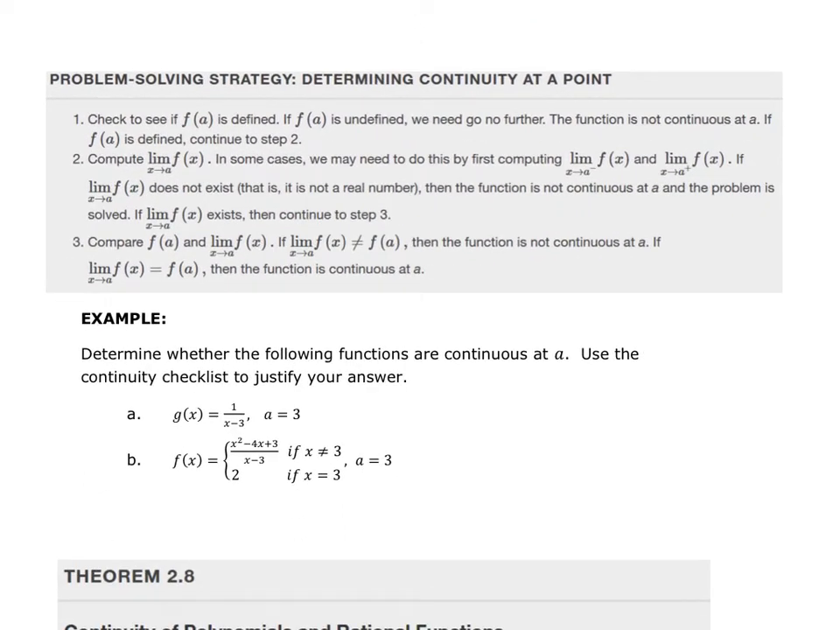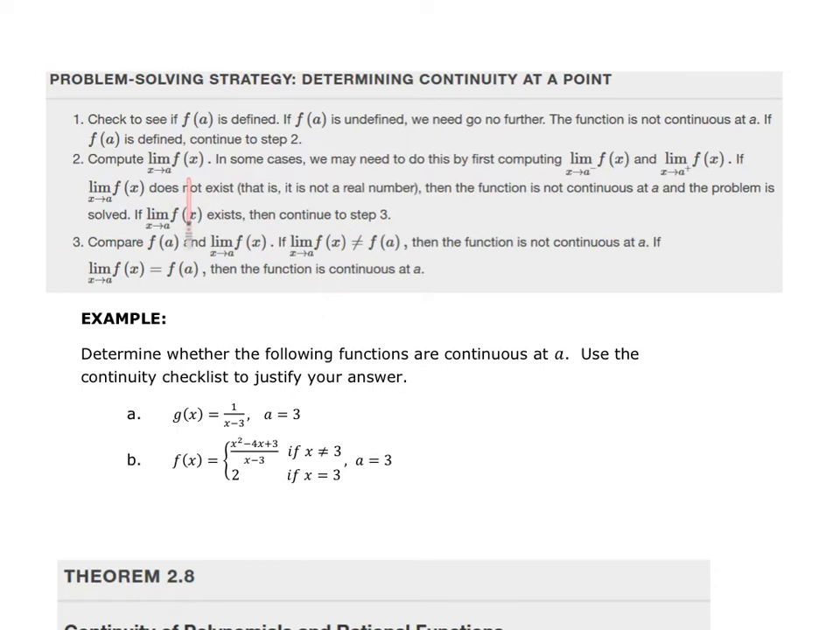So to determine the type of continuity or discontinuity, the first thing you're going to do is make sure that f of a is defined. Can you put in that number you were taking the limit as x approaches? Can you put it in there, and does it give you a number, or is it undefined? If it's undefined, you're done. You don't have to go any further. You don't have to check anything. You're done. If it is defined, then you have to go to the next step.